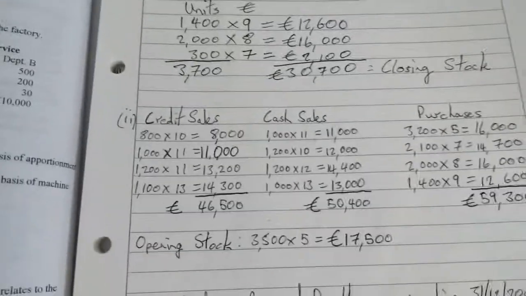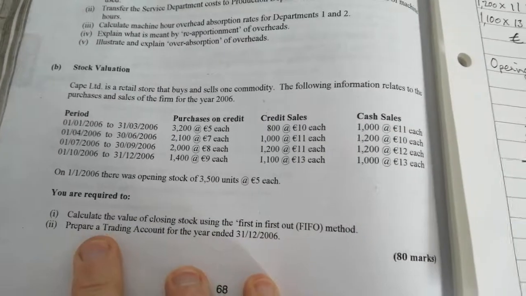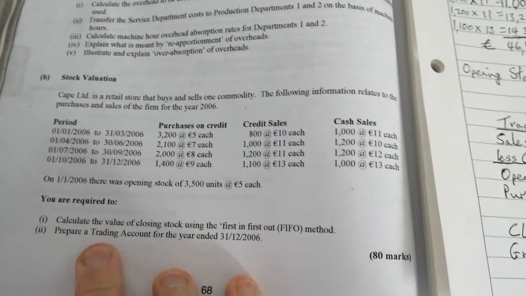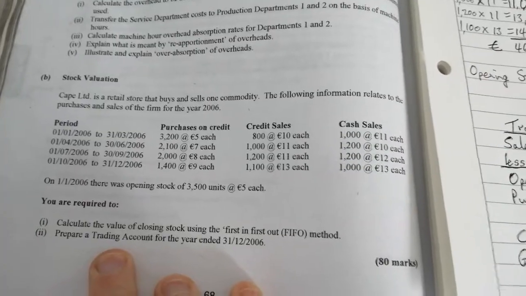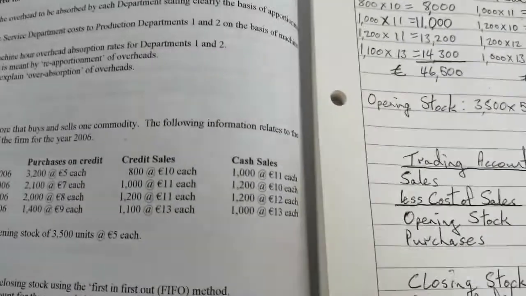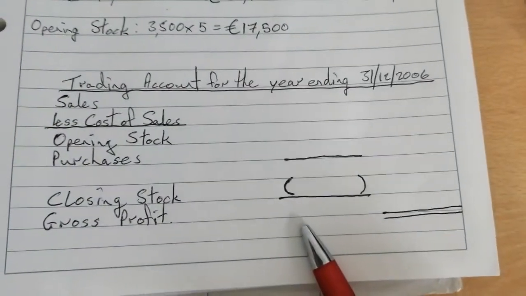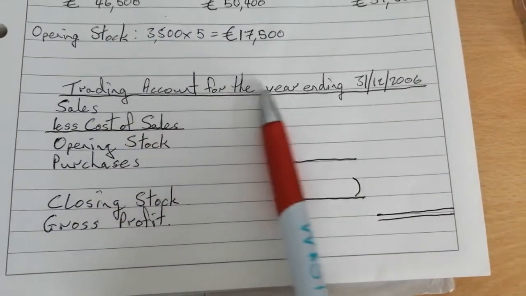Okay, welcome back. So now we're going to do the second part of the stock valuation question, and it's always to prepare a trading account for the year ended some year. The trading account is the same trading account that you will have seen in junior cycle. I'll show you the format of it over here because I just drew out the format without putting any figures in first. The heading is trading account for the year ended.